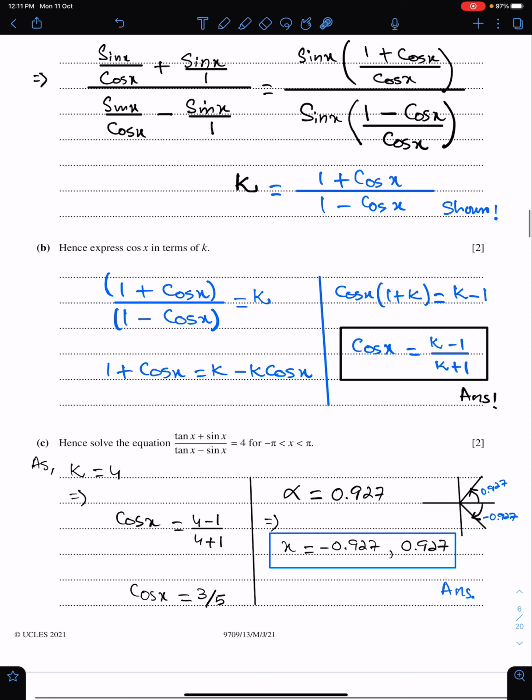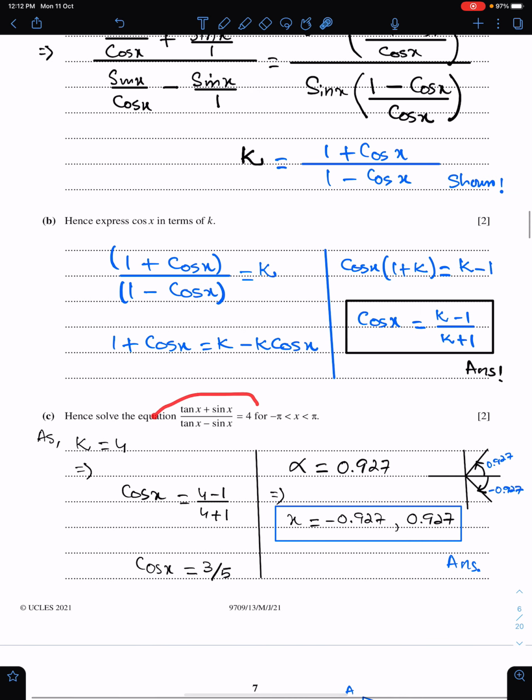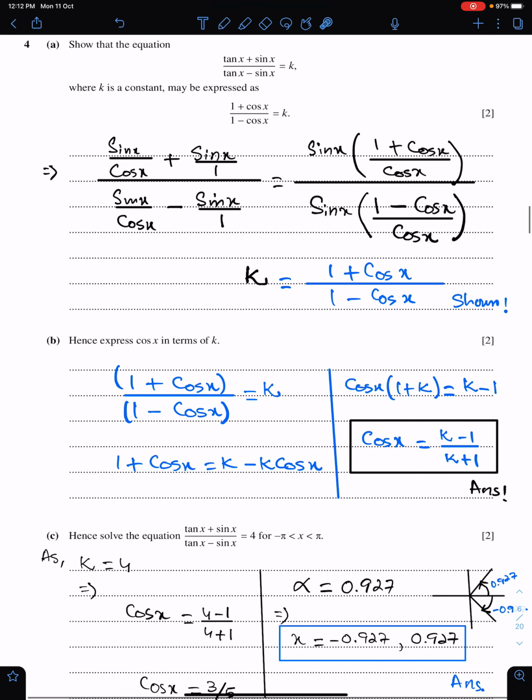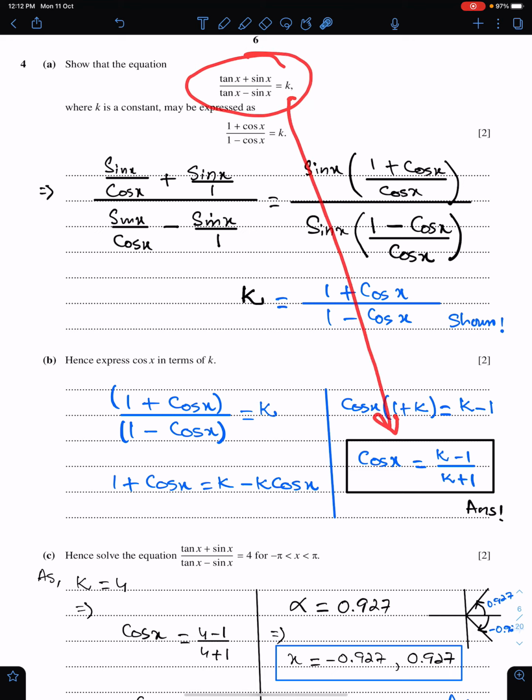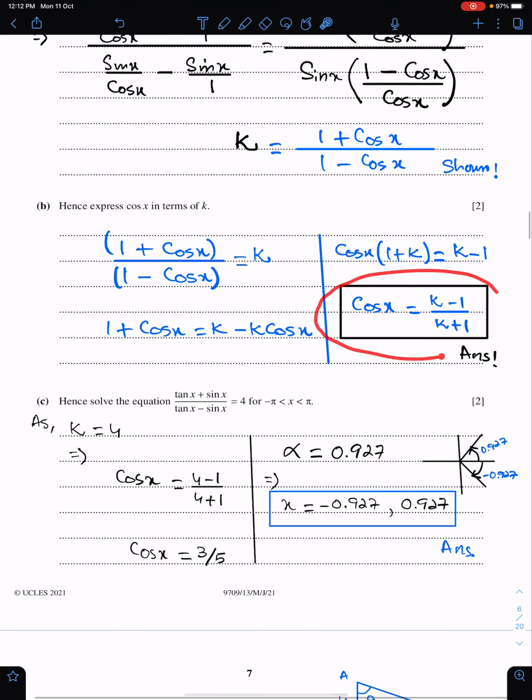Last part of this question, we have to solve this equation. Hence, the word hence means use the answers of the previous parts. So if you compare this equation with this equation, then you will see that k is 4. And the simplified form of this equation is this. Cos x is this. So we need to use this form here with k as 4.